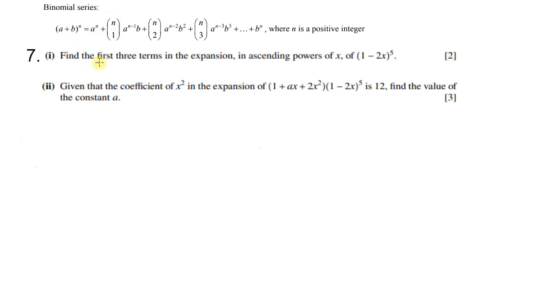In this problem, we've got a binomial expansion. They want us to find the first three terms in ascending powers of x. So let's go ahead and take a look at that. Let's write this down: 1 minus 2x all to the fifth power. Doesn't look like anything too crazy.